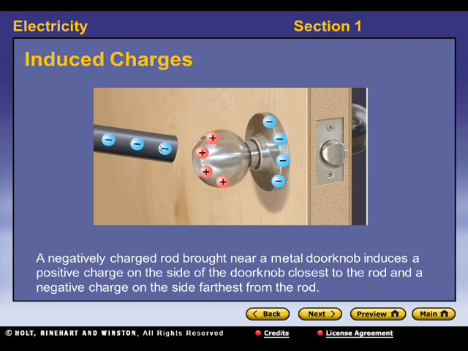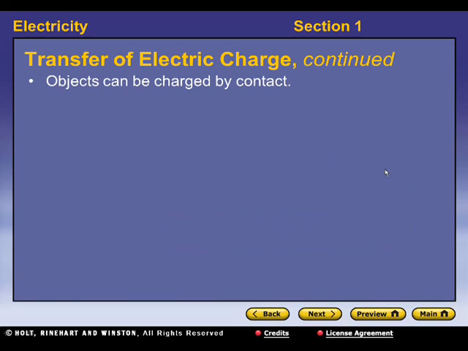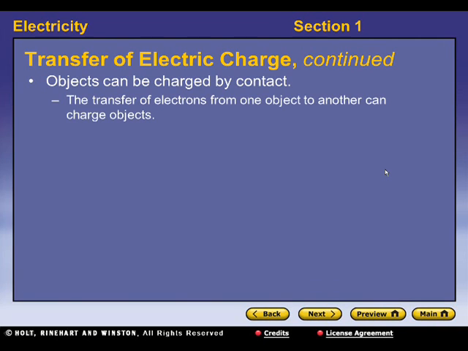Alright, so induced charges. You see here a picture where a charged rod, in this case a negatively charged rod, is brought near an object that is neutral. See, there are 4 positive and 4 negative charges, so they cancel each other out, and the knob would be neutral in charge. But since you brought a negative rod close to it, even though it's not touching, the negative charges will be repelled to the opposite side, and the positive charges will be attracted toward the rod. So you have what's called an induced charge on this doorknob.